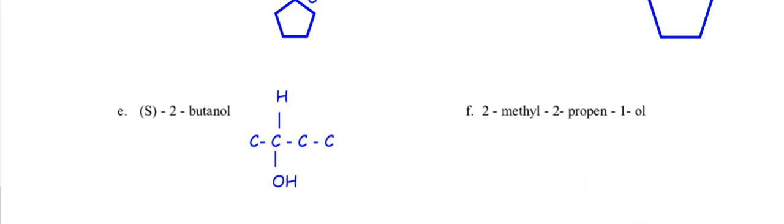Letter F, notice I have both a double bond and an alcohol on this. So for whatever reason, I made this my first carbon. All right. So here I have my 2-methyl and then my 2-propene. So my double bond is also off of this one, 1-ol. All right, almost done. So now I have 2-cyclohexenol.